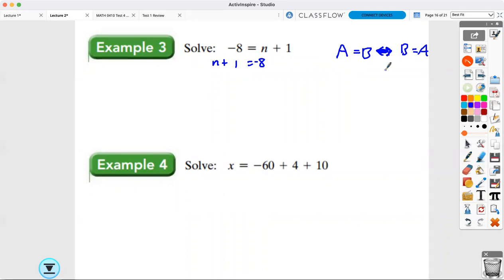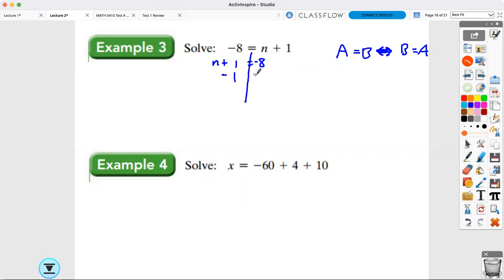Maybe because I'm left-handed, maybe because I'm used to it, but I personally like to have the letters by themselves on the left side. So you can manipulate this, okay? So now we have n plus 1 equals -8. What is the opposite of plus 1? Remember, the opposite of plus 1 is -1, right?